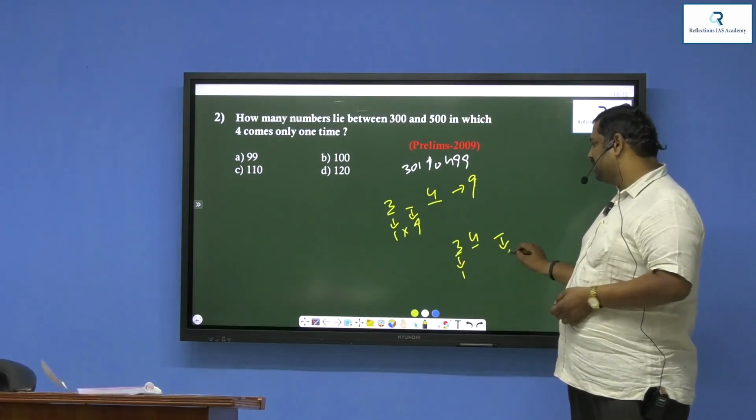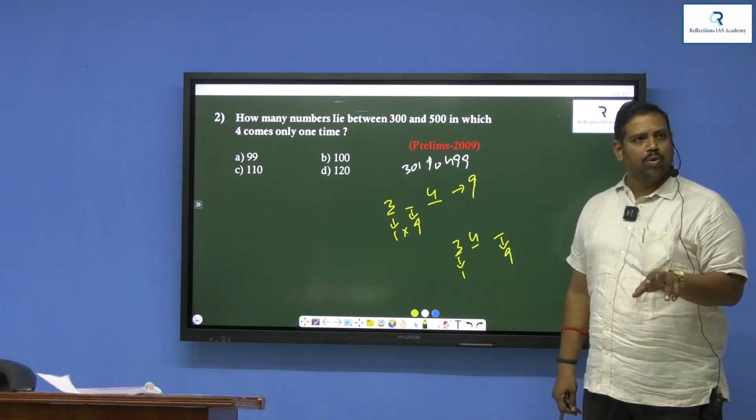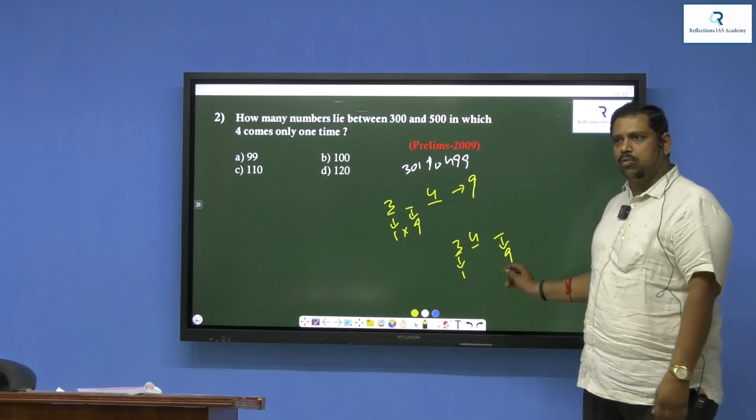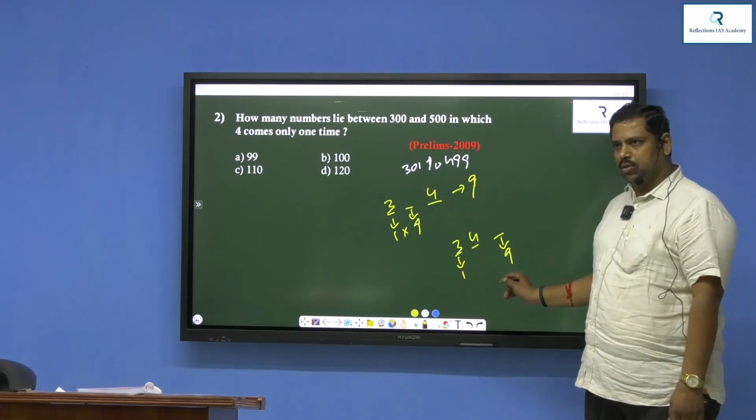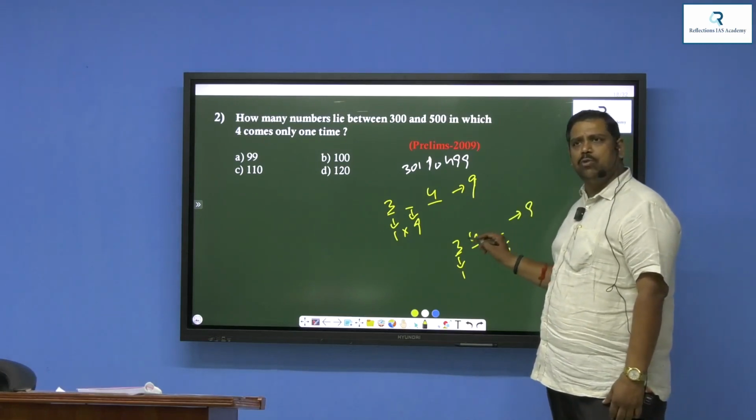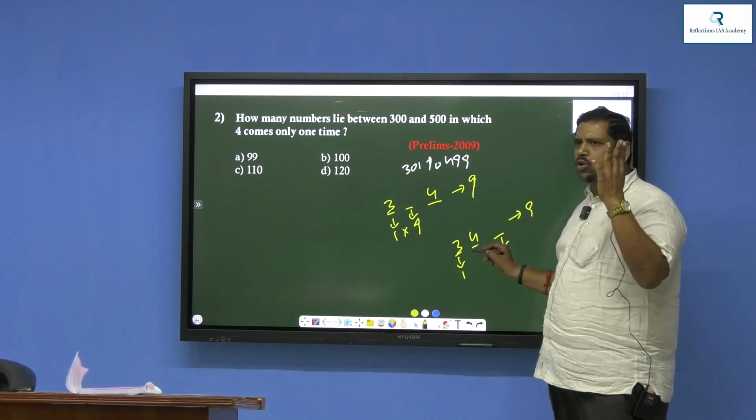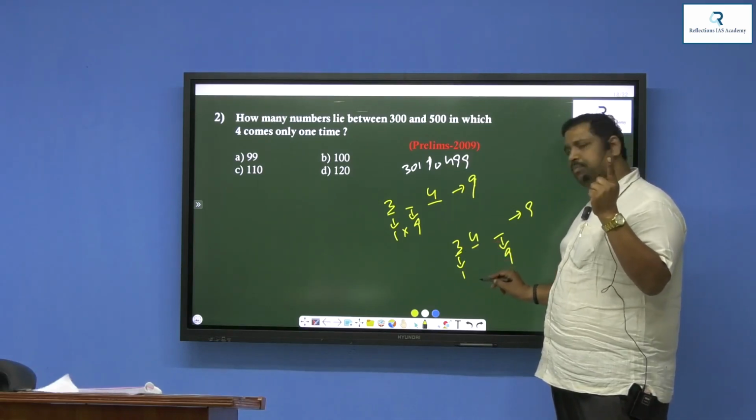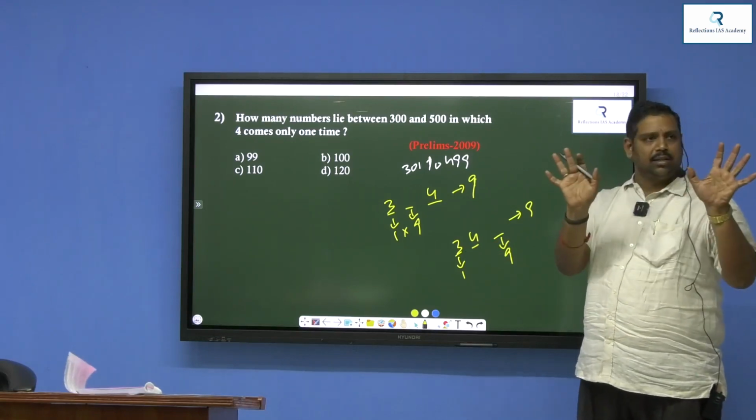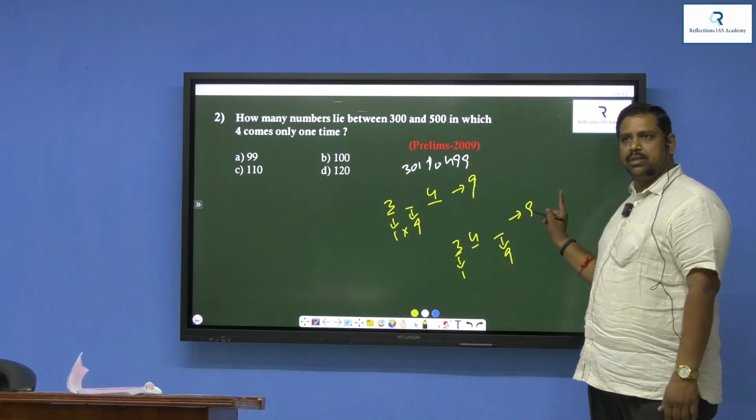What about this? 9 times. Yes or no? Doubt. Okay, good. 9 times. Because if 4 appears here, the same 4 should not appear here. So we have only 2 possibilities, 3 or 4. 4 should not come, only 3 should come. So only one way. Okay, this can be occupied by actually 0 to 9, any digit, 10 digits. But already 4 appeared here, that should not appear here. So only 9 times. Okay, good.